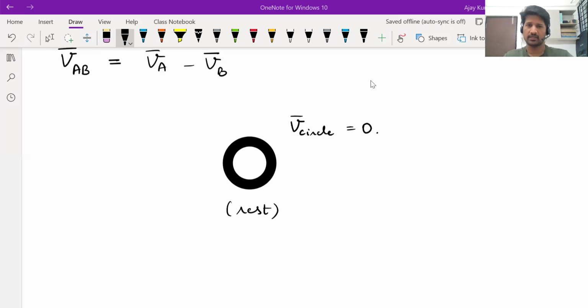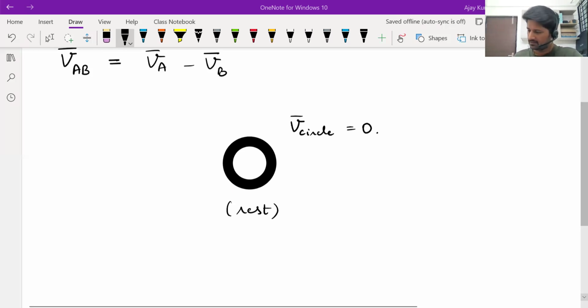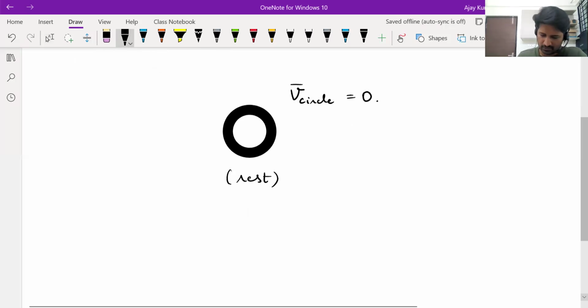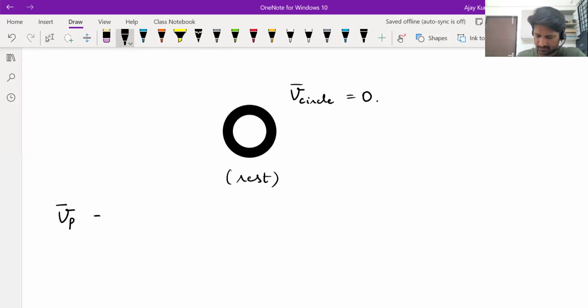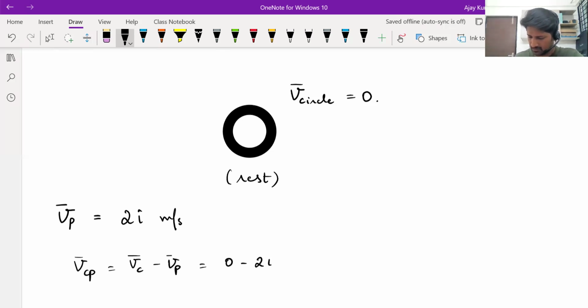When you move to the right, is the circle still in front of you? No, sir, it moves to your left. That's correct. So suppose there is a person, assume the person is moving to the right, let's take it as the positive x direction. Let's say the velocity of the person is 2 i cap, just a rough value. Then the velocity of the circle with respect to the person will be the velocity of the circle minus the velocity of the person. So 0 minus 2 i cap, that becomes minus 2 i cap meters per second.